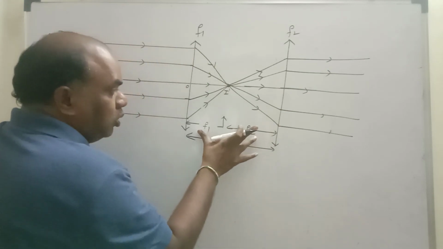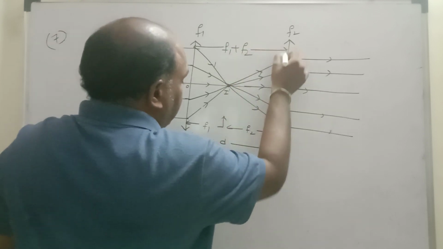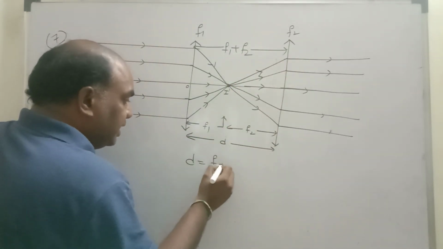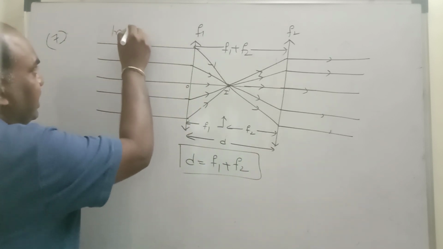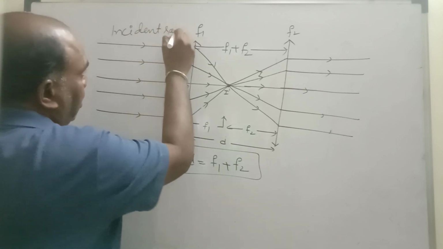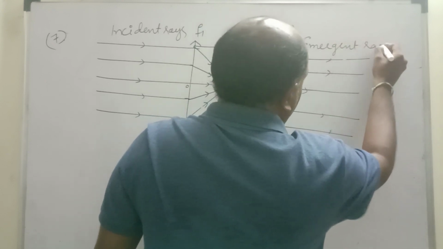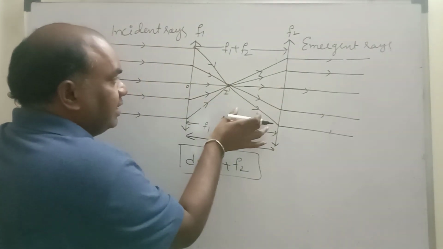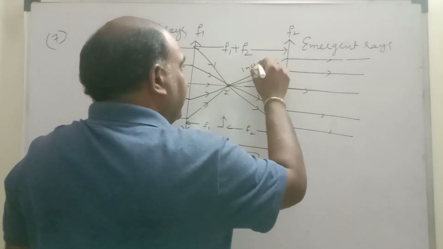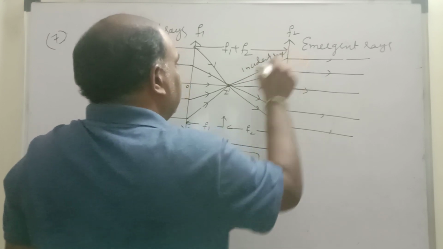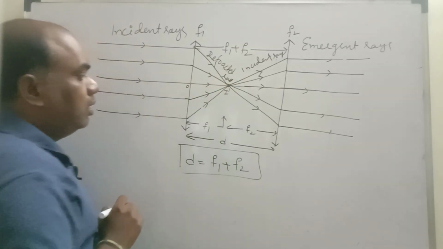So now tell me, what is the total distance between these two lenses? That is nothing but f1 plus f2. That means if the distance between two converging lenses equals the sum of their focal lengths, then both incident rays, these are called incident rays, these are called emergent rays. These are refracted rays, these are incident rays. These are refracted rays for this lens. These are incident rays for this lens. These are incident rays for the second lens. These are refracted rays for the first lens. Understand, children?